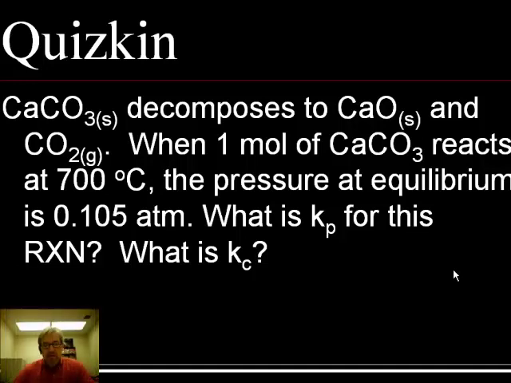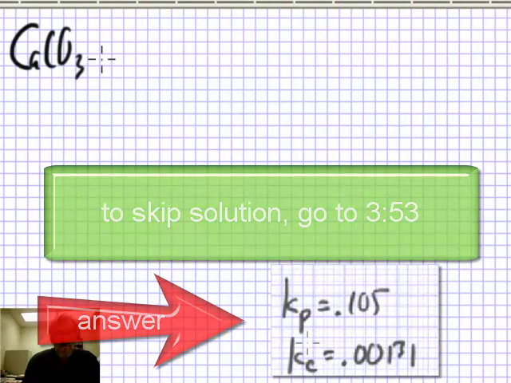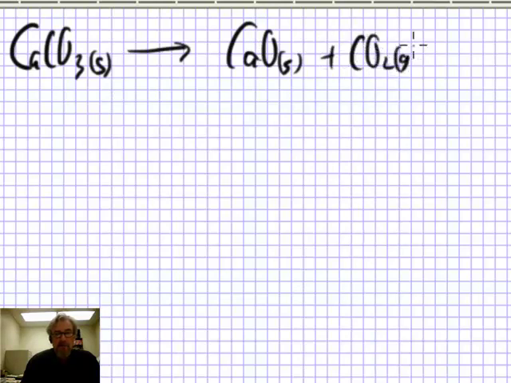Well, let's solve this problem. Let's start out by giving ourselves a balanced chemical equation. CaCO3 solid, it says it's decomposing into CaO, which is a solid, and CO2 gas. And since this is an equilibrium problem, we can assume that this is a reversible reaction.